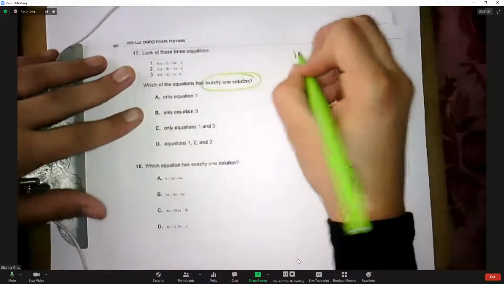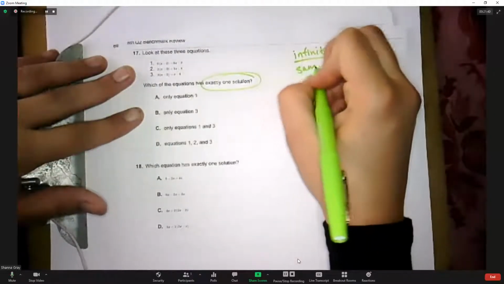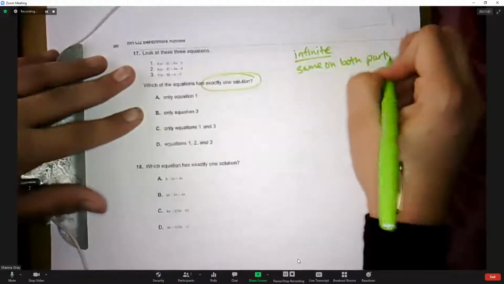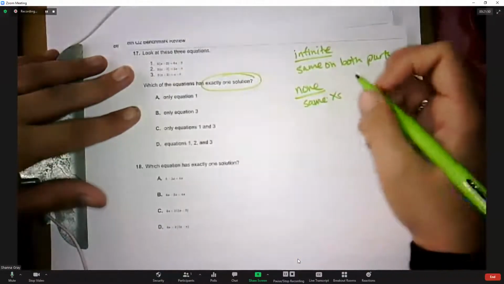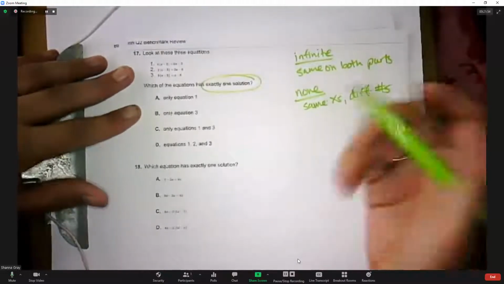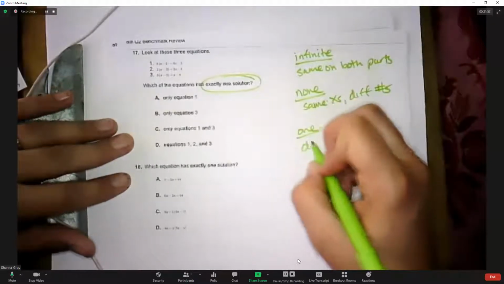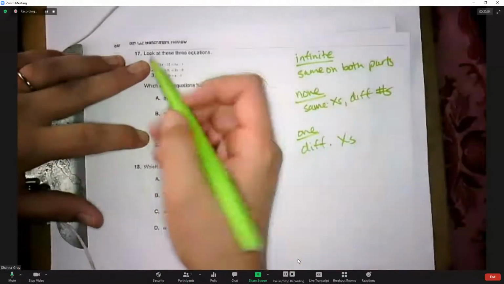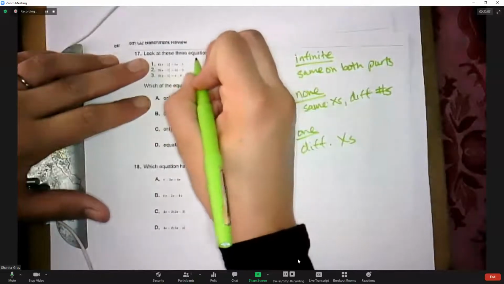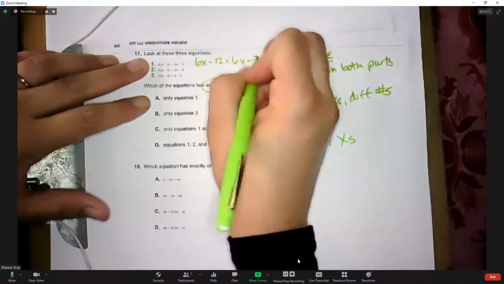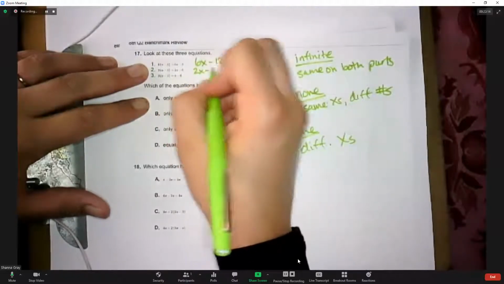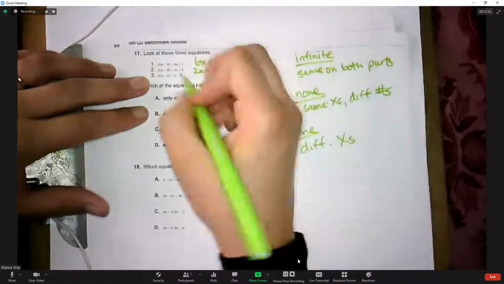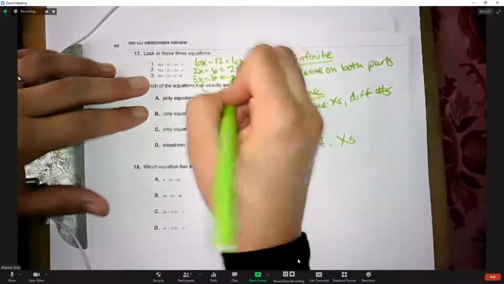All right, which of the equations has one solution? So again, if it has infinite, same on both parts. If it's none, no solution, it's going to have same x's, different numbers. And then if it has one solution, it'll have a different amount of x's. So if I'm looking through the ones that they gave me, again, it relies on the idea of distributive property, but this ends up being 6x minus 12 equals 6x minus 3. The second one is 2x minus 6 equals 2x minus 6. And then the bottom one, 3x minus 6 equals x minus 6.